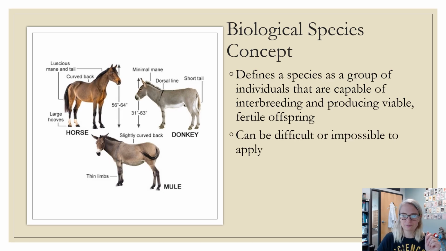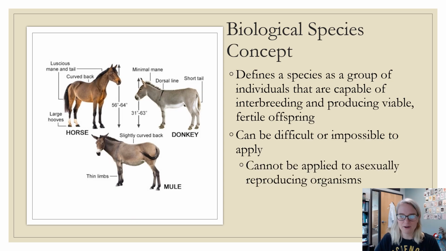Okay. Sometimes it's easy to apply to a horse, donkey, and mule example, but what about things that are living in the bottom of the ocean? Or some things that are microscopic and it's hard to tell their characteristics and how they mate, and are their offspring viable and fertile.